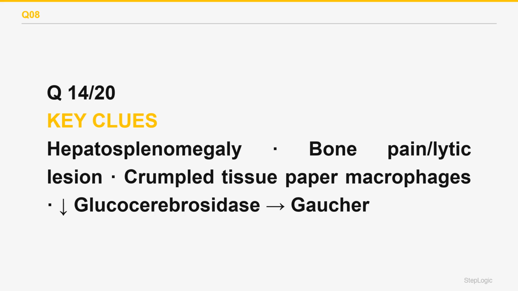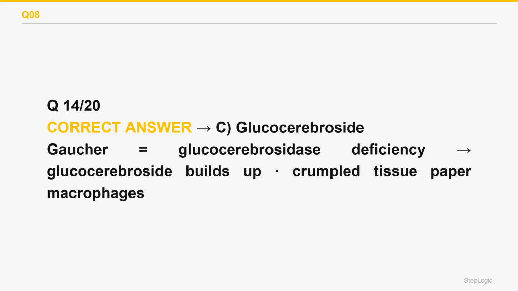Gaucher disease is the most common lysosomal storage disease, caused by deficiency of glucocerebrosidase, also called beta-glucosidase. The enzyme normally breaks down glucocerebroside, so when it is deficient, glucocerebroside accumulates inside macrophages throughout the body. These lipid-laden macrophages are the Gaucher cells, with cytoplasm that has a characteristic wrinkled, crumpled tissue paper appearance. They infiltrate the liver and spleen, hepatosplenomegaly, the bone marrow, anemia and thrombocytopenia, and bone itself, causing avascular necrosis and lytic lesions like the femoral lesion here. The correct answer is C.